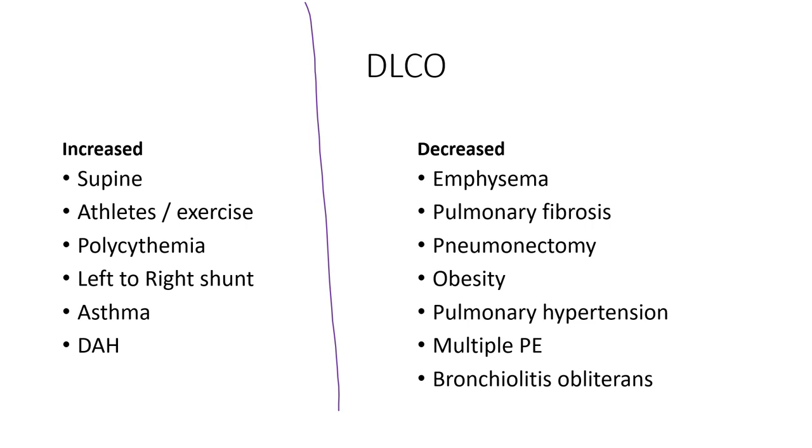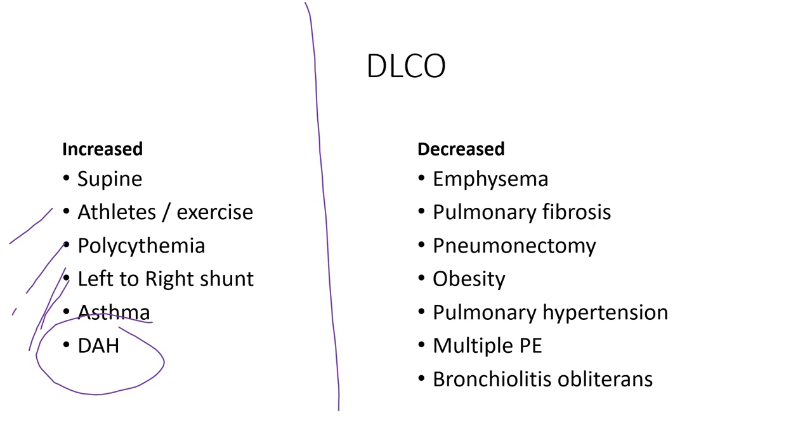Well, DLCO can be increased when you're laying supine, if you're an athlete, where you are really efficient with your breathing, if you have a lot of red blood cells, COPD, left to right shunts, asthma, diffuse alveolar hemorrhage, where you're bleeding into your lungs, Goodpasture syndrome. Goodpasture syndrome would actually be an increase in DLCO. It's where red blood cells will hemorrhage into your lung tissue and therefore cause increased diffusion, but it's not really increased diffusion. It's just looking like it because the red blood cells absorbed it instead of it actually going into the bloodstream.